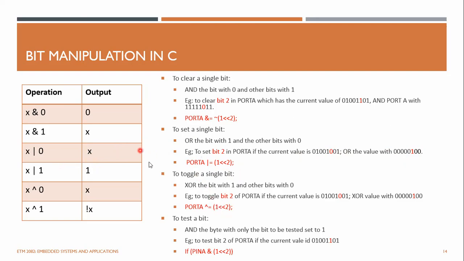Okay. And if you want to toggle a bit, if it is 0, you can toggle it to 1. If it is 1, you can toggle it to 0. You can do it by just taking the XOR operation in this code. And if you want to test a bit, whether that bit is 1 or 0, you can write the code PIN A. For example, now I want to test bit 2. So I take PIN A and set bit 2 to 1, right?